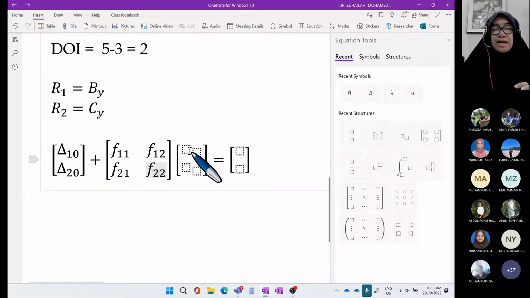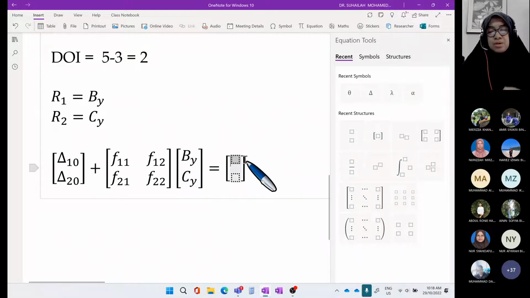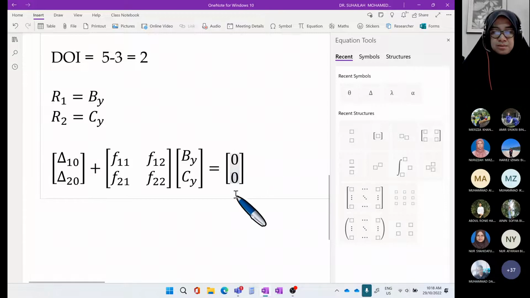Times the redundants. You can put R1 and R2, but I prefer to put the right redundant names here. We put BY as the first redundant and CY as the second redundant, and this is equal to 0 without support settlement. When the structure has a support settlement effect, we will change the displacement in the actual beam. Now we just ignore the settlement given.